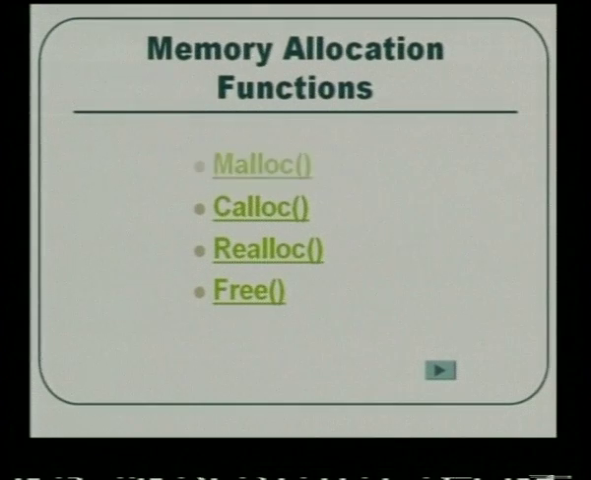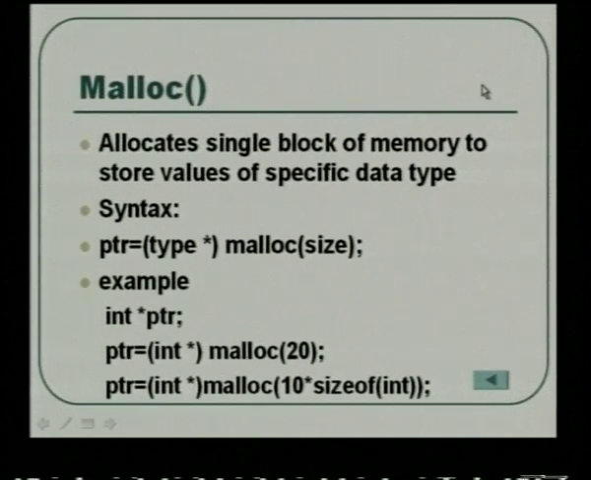So, these are the memory allocation functions. Of these, malloc, calloc and realloc are used for allocating the memory. Free is used for releasing the memory. Now we will see how each of these work. All of them allocate the memory, but they do it slightly differently.